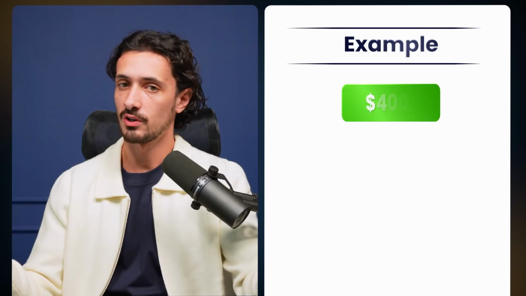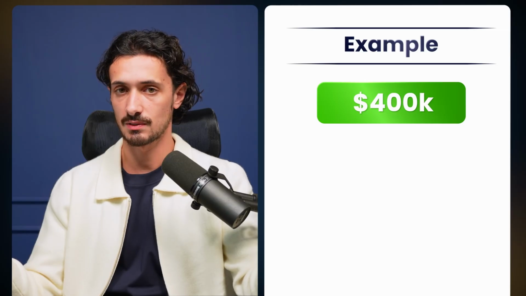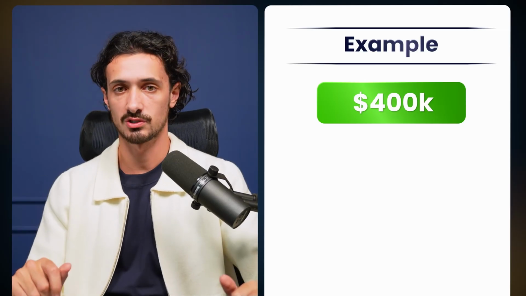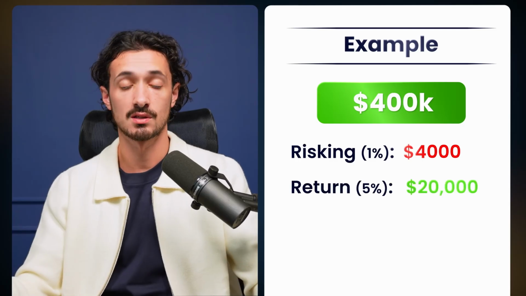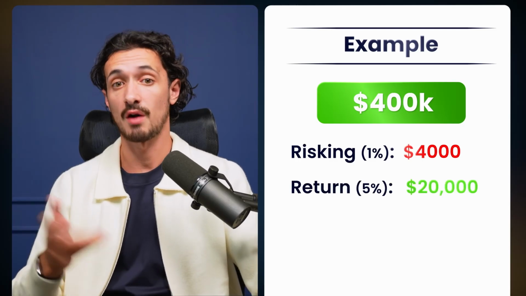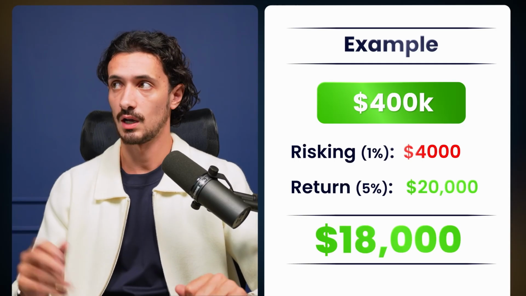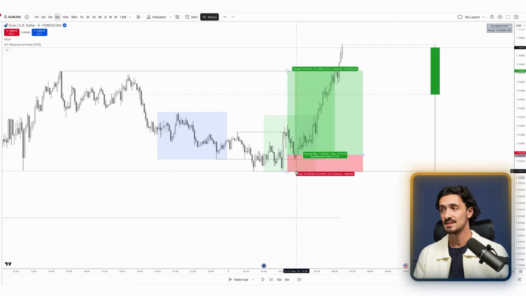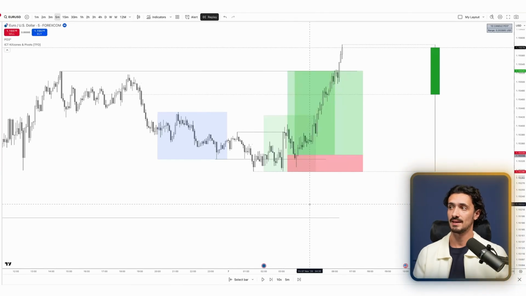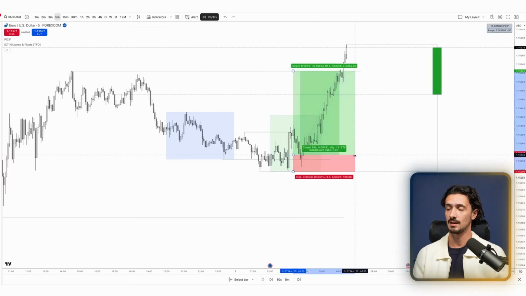5%. Let's say you've got $400,000 in assets under management, right? Many of our members have 400K. 400K, 1% risk, 5% return, $20,000 minus FTMO's profit split of 20%, $18,000 a day on that one trade. For me, I only capitalized 12K on this trade because I only had a couple $100,000 that was in active risk on this specific position. But yeah, that for me, $12,000 a day, nothing crazy. But yeah, that is this 3-step A+ setup trading strategy.